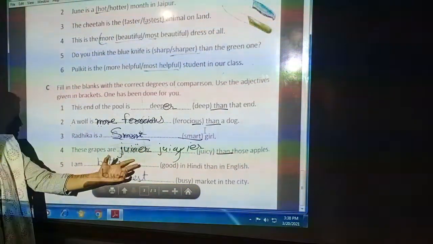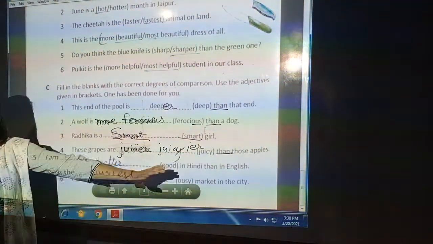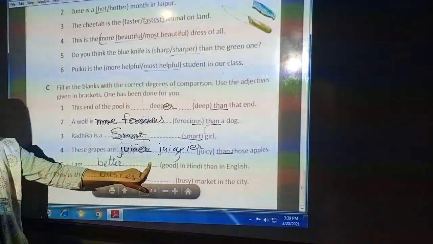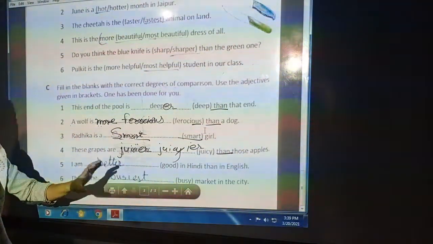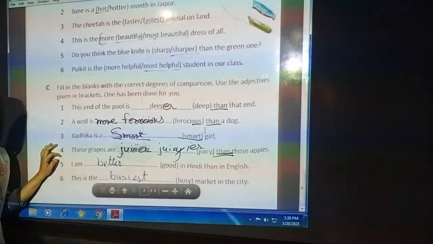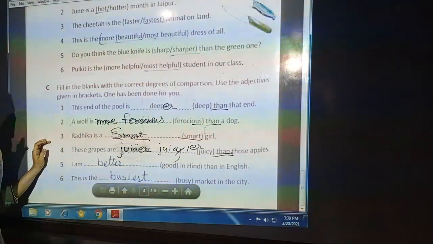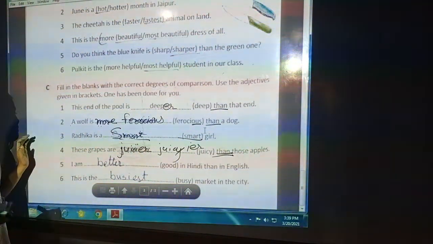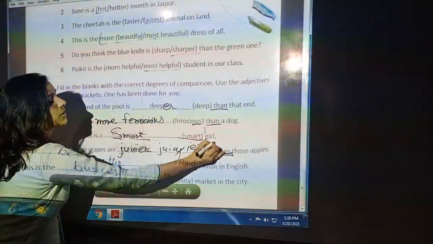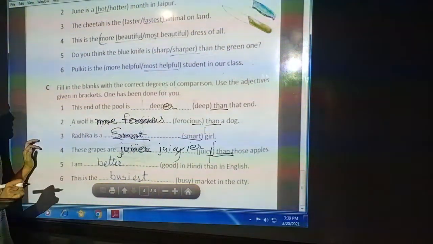Juicier. Here, to convert it into comparative degree, Y will be replaced with I, and then we will add "er". How will we come to know that this is of comparative degree? "Than" is used. So when "than" is used, that means the sentence is of comparative degree. To convert the sentence into comparative degree, we will add "er". When Y is given, Y will be replaced with I, and the spelling will be juicier.